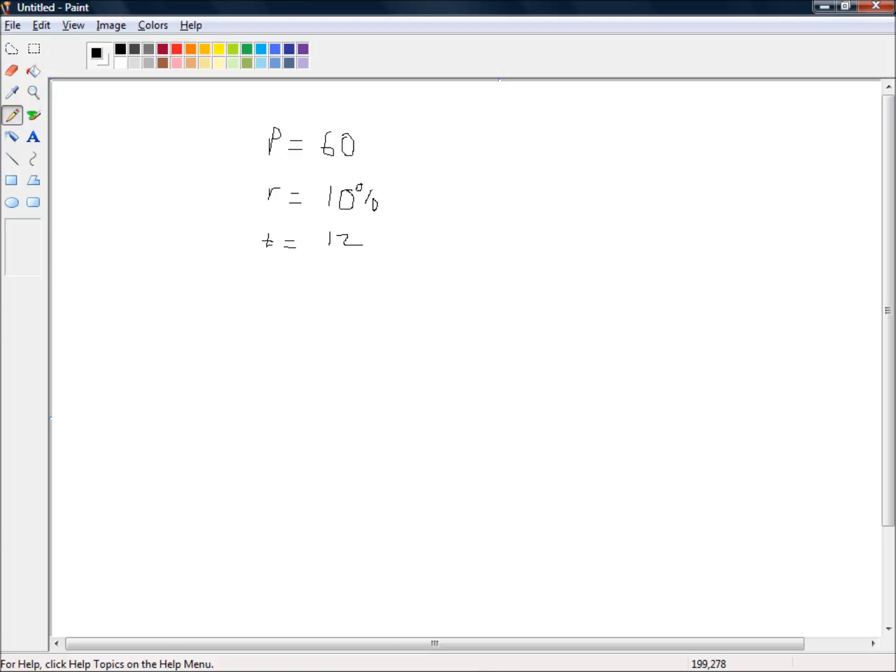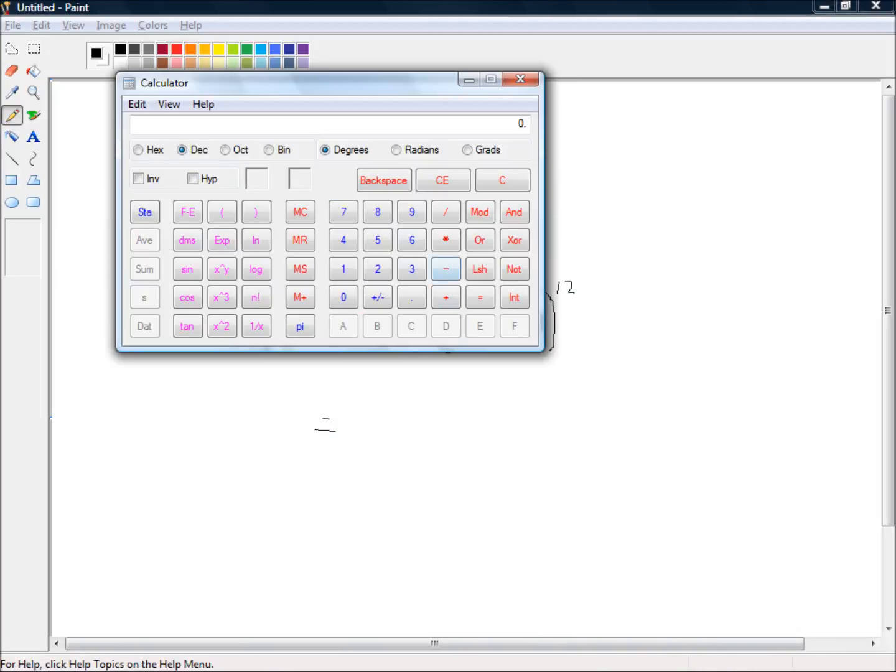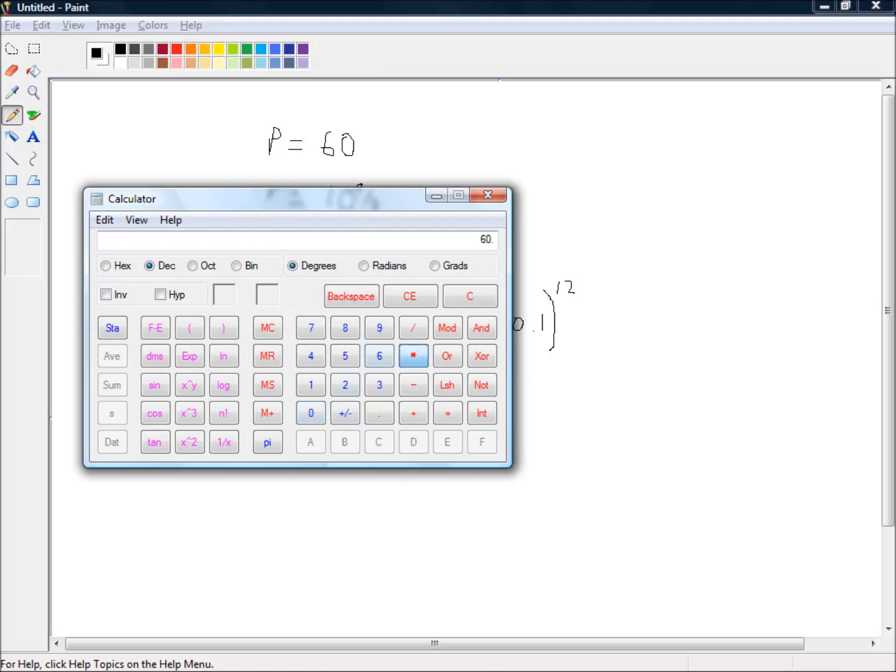So if we use our balance, in this case the size of the club, it is equal to our principal, which in this case is 60, times 1 plus our rate, which is 10%, so that's 0.1, raised to the power of the number of times it's calculated, which is 12. So that's equal to 60 times 1 plus 0.1 raised to the power of 12, which is 188.3057 whatever. Well, you can't have 0.3 of a person, so we're saying that there'll be 188 people at the end of the year.